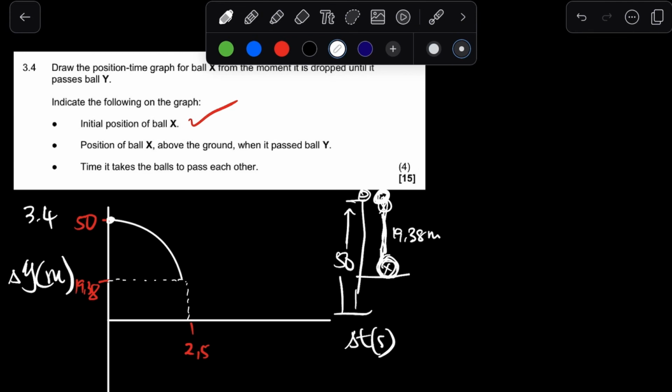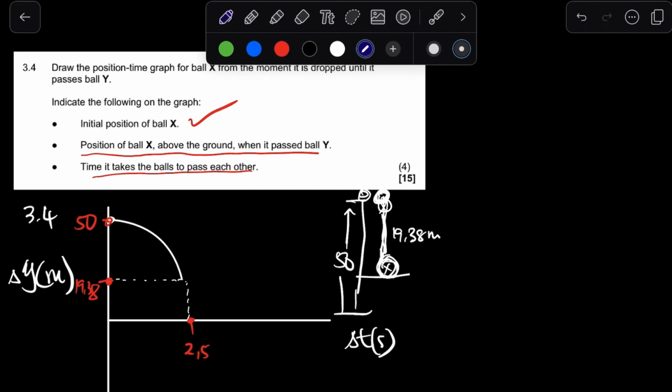You show the position of ball X. You show the position of ball X above the ground when it passes point B. So this is the position. And then the time it takes for ball X to pass each other, and this is time. This is what you're supposed to show. Now the graph is supposed to be like that.